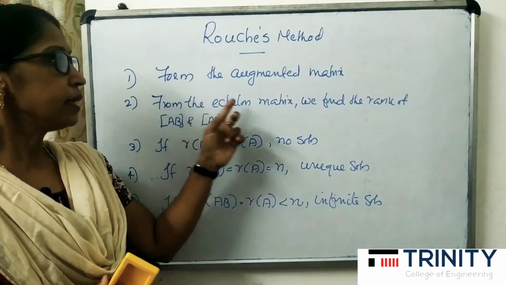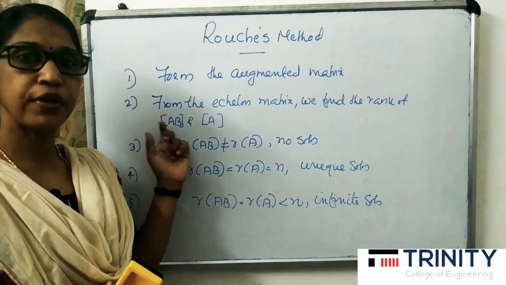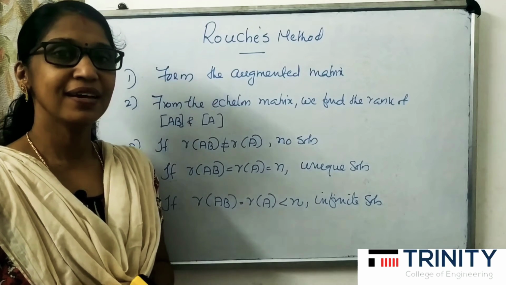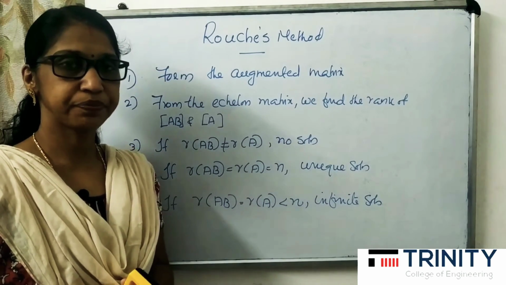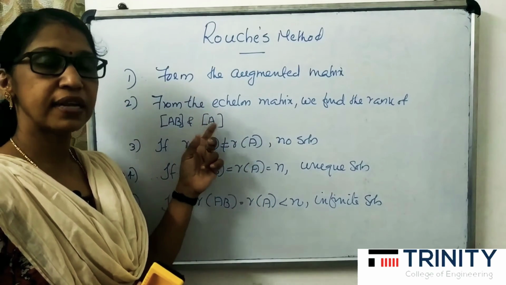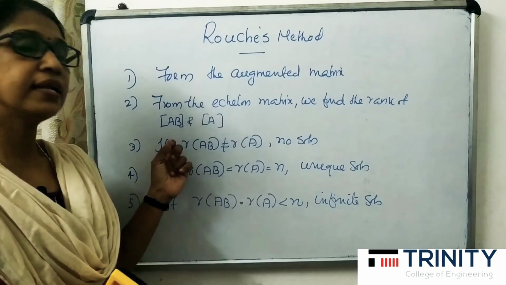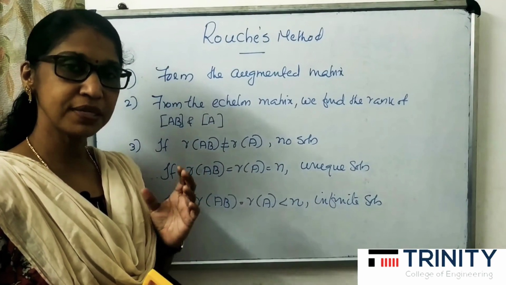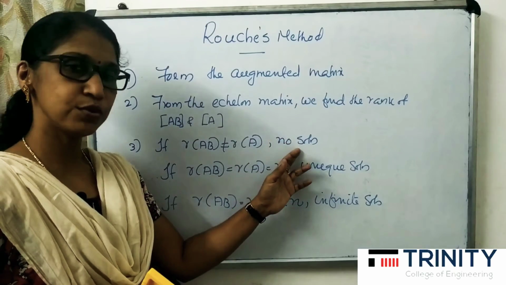Then from the echelon matrix we find the rank of the augmented matrix AB and the rank of A. Same procedure as the Gauss elimination method. That is, like the Gauss elimination method, we form the echelon matrix and find the rank of AB and the rank of A. And the next step is, if rank of AB is not equal to rank of A, then the system is not consistent and will have no solution.